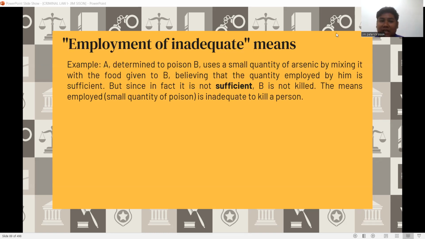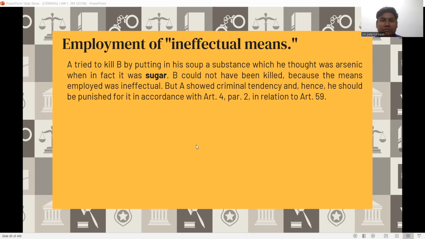Why? Because there is employment of inadequate means. Kulang, small quantity raman. And it will not be adequate to kill a person. Okay? May mamatay ba nga kulang? Unless if sufficient. Di ba? Kulang man ni, insufficient.